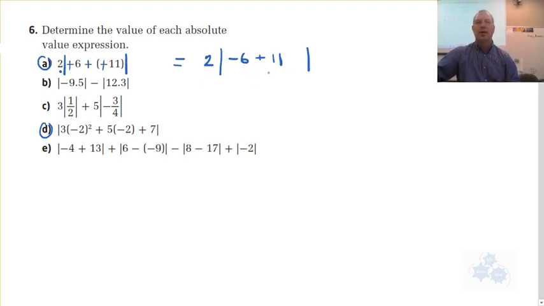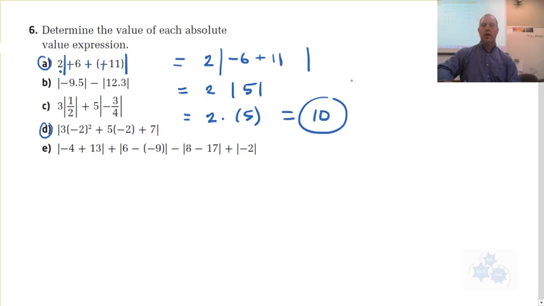We're going to evaluate inside here first. So that is negative 6 plus 11 is positive 5. If we apply the absolute value signs, that's 2 times a regular old 5, which looks like it should be 10. Okay? Good with that? And in the process here, if you notice me making any mistakes, please ask about it.